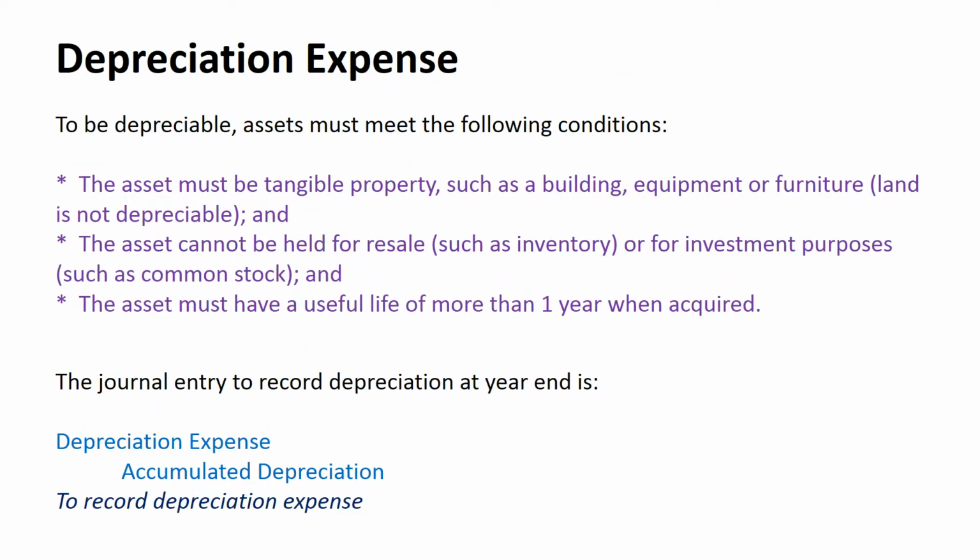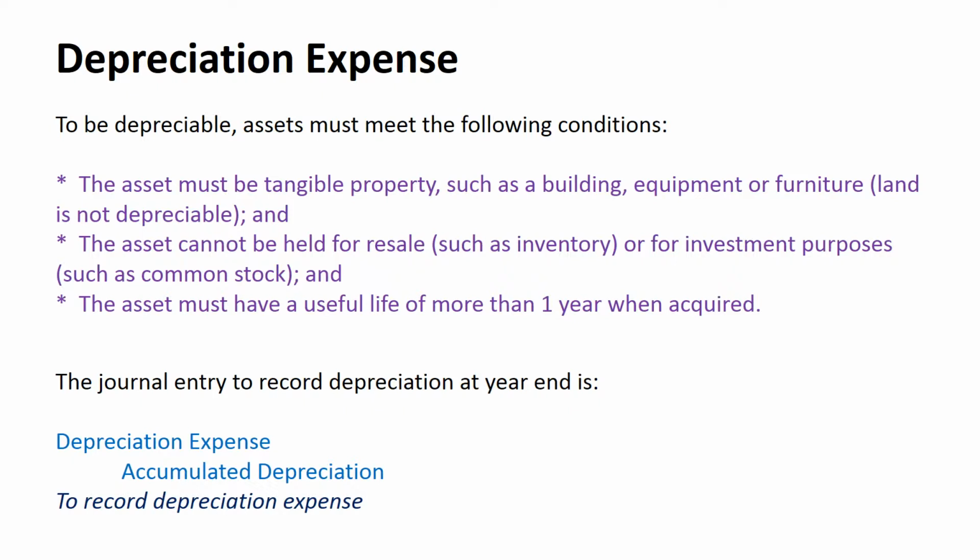To be depreciable, assets must meet the following conditions. The asset must be tangible property, such as a building, equipment, or furniture. Land is not depreciable, and the asset cannot be held for resale, such as inventory, or for investment purposes, such as common stock. And the asset must have a useful life of more than 1 year when acquired.